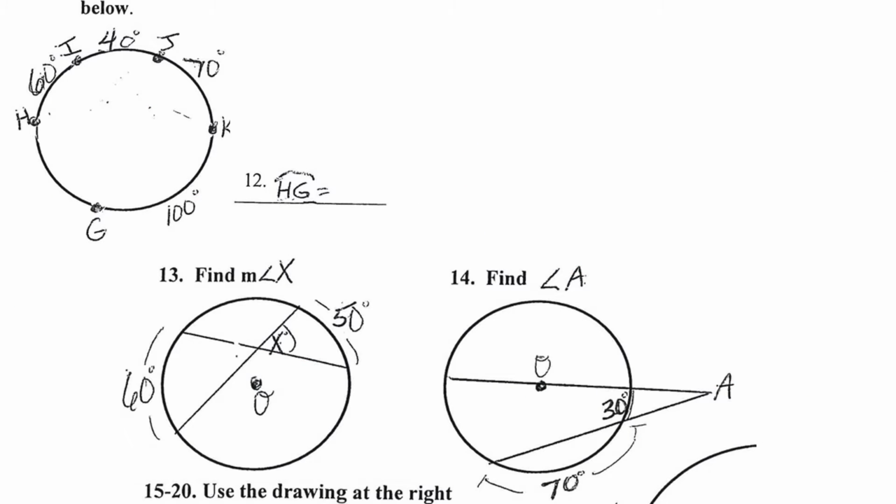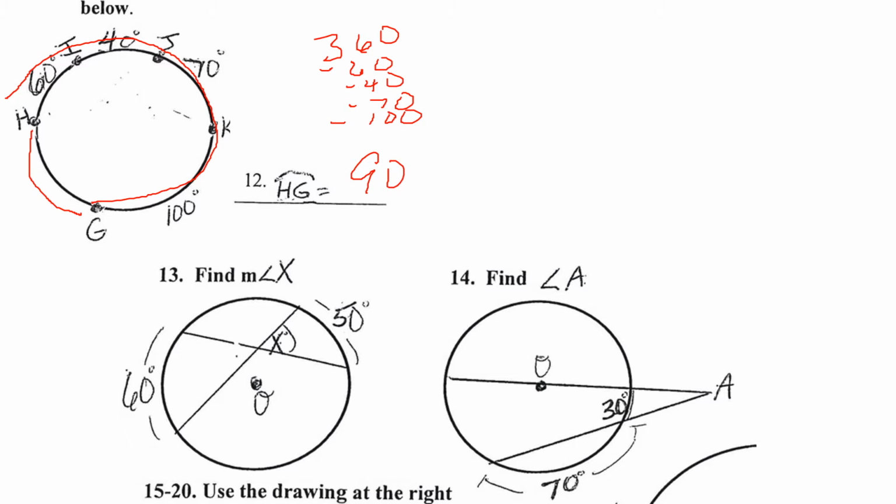Okay, and then there's an easy one. This one used to be a little bit tougher, but I made it easy. Arc HG, we're only missing one piece. Add up all the ones you got. You get 270, so arc HG is 90. Subtract it from 360, all the ones you got. I think that's right. 270, yeah.